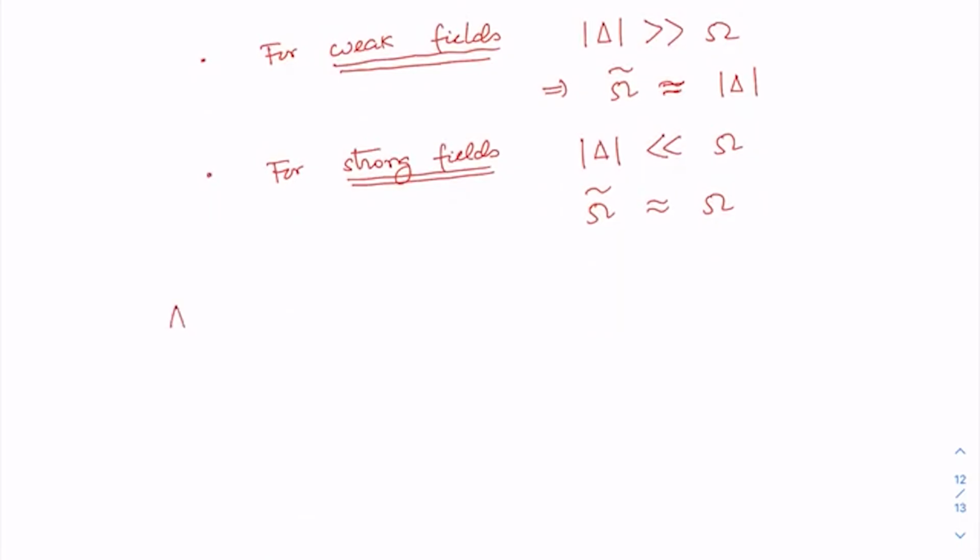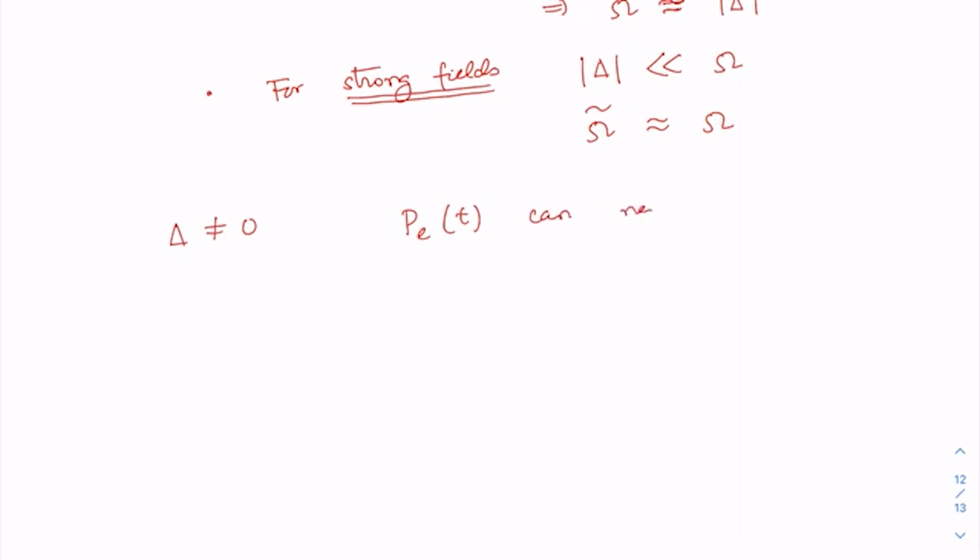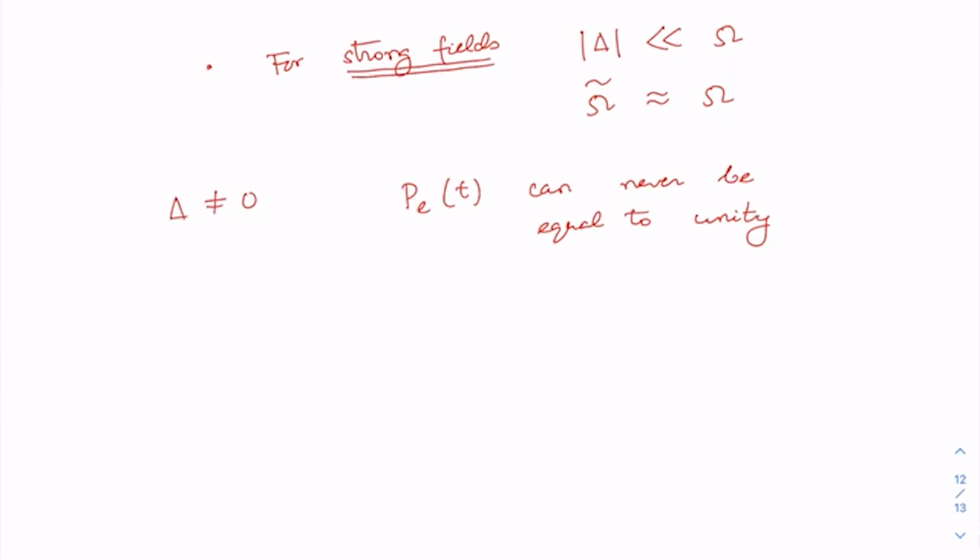Now in the delta not equal to 0 case, the non-resonant case, one can't have excited probability, this population in the excited state can never exactly go to 1. Let me better write it. P can never be equal to unity, because the amplitude reduces. In fact, this can be shown in this diagram here.